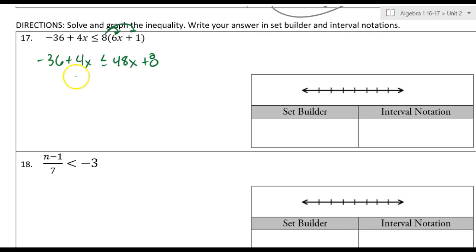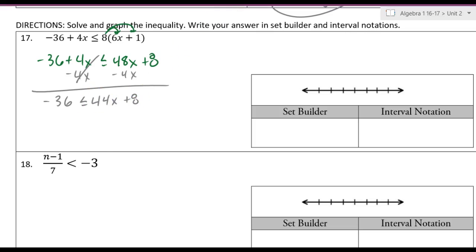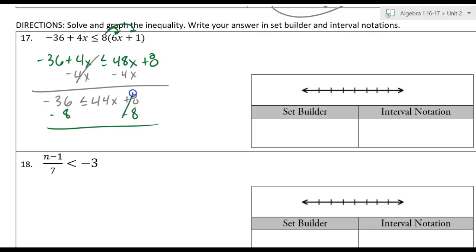Start with the smaller variable. So that's 4x. So I'm going to subtract 4x from both sides. In doing so, this cancels. Negative 36 is less than or equal to 44x plus 8. So now I need to make sure that I get the constants away. So if I went from left to right initially, I have to go from right to left this time. This cancels. I get negative 44 less than or equal to 44x. So to solve for x, I have to divide by 44. This is going to get negative 1 is less than or equal to x.